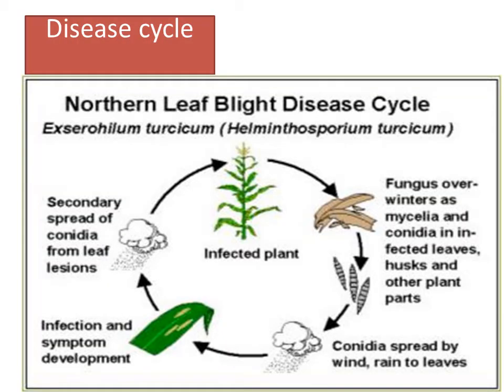The disease cycle in this case: the pathogen in the infected debris, where the fungus and mycelium overwinter, and in husks and other plant parts. These spores spread through wind, rain or leaves, attack and produce symptoms on new leaves. From the infection and symptom development, spores are produced on both sides of the leaves. These spores are spread through leaves to new hosts and produce disease. This is the disease cycle.